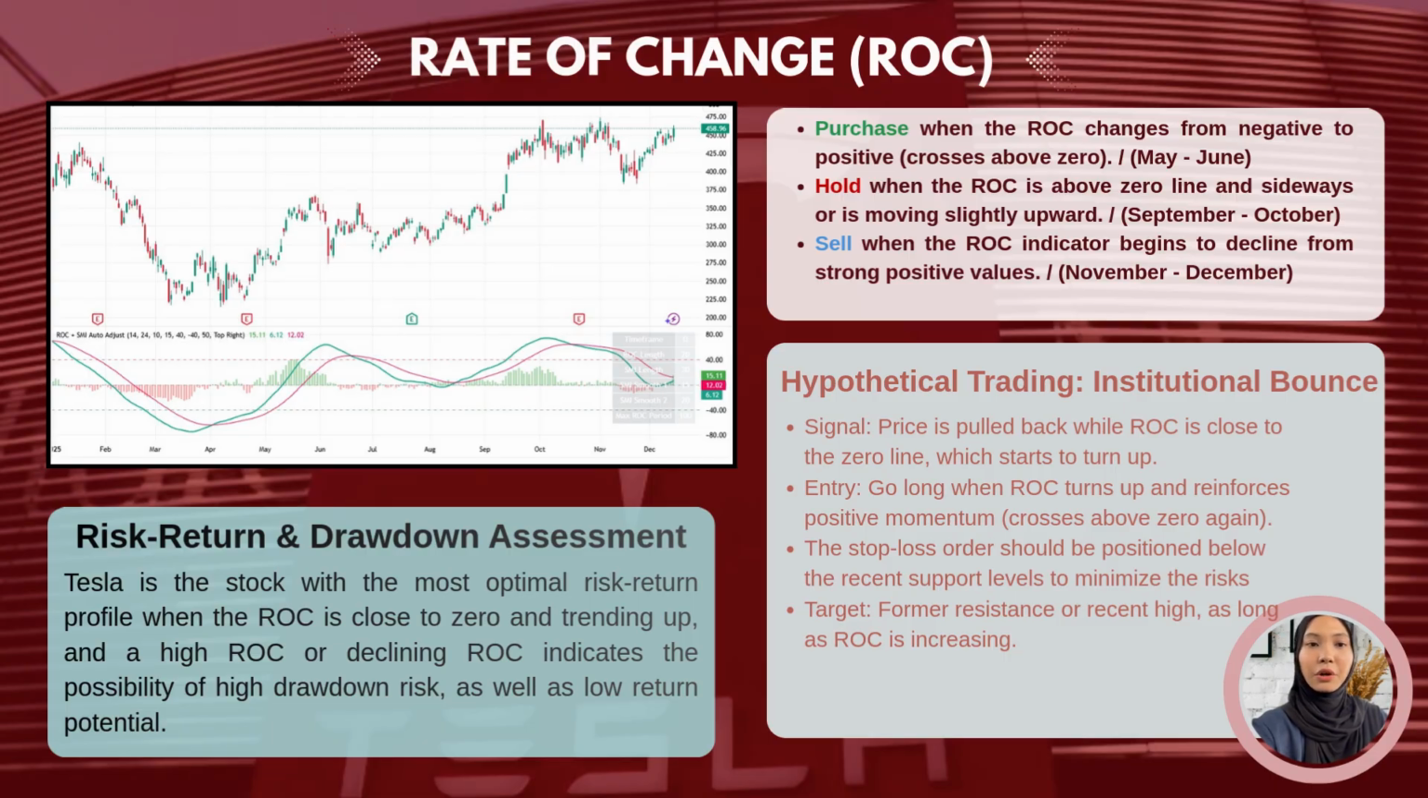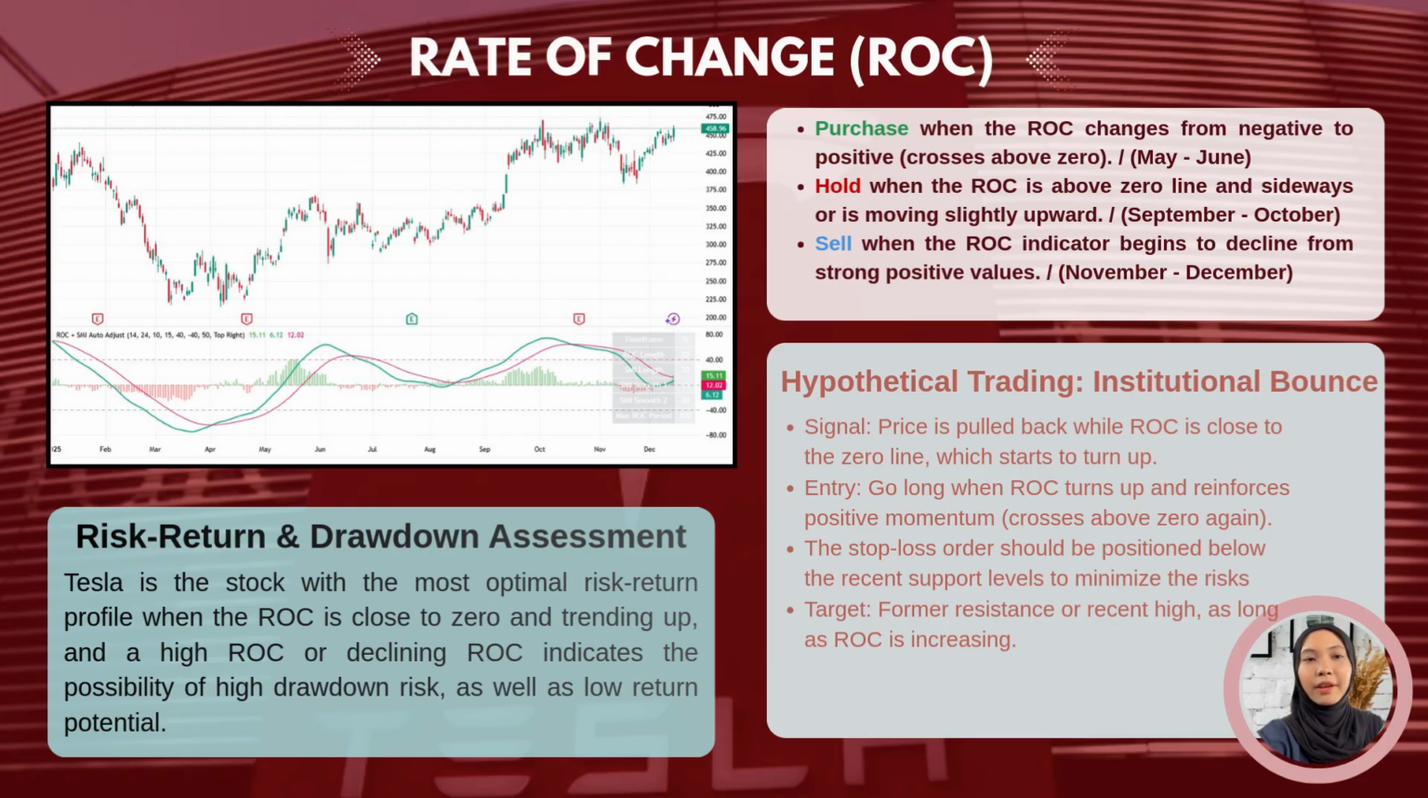Lastly, a sell or caution signal occurs when the ROC starts to decline from a high positive level. This can be seen around November to December, where ROC weakens even though the price remains high, which shows that the momentum is slowing and upside potential is decreasing.